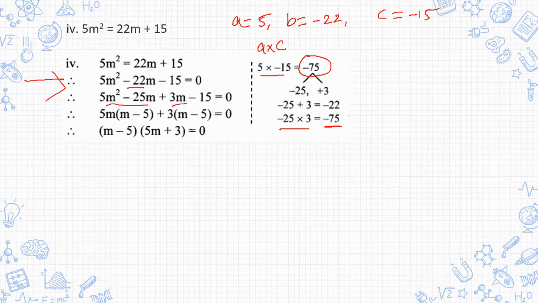Now you pair it. In the first pair, if you see, 5m is common, so I take 5m common from both the terms. So inside the bracket you will be left with m minus 5. In the second pair, if you see, 3 is common, so you will take 3 common outside, and inside the bracket you will be left with m minus 5 equal to 0. So you see m minus 5, and here also we have m minus 5. So m minus 5 will be one of the factors. And then the second factor will be 5m plus 3. So in the second bracket you write 5m plus 3 equal to 0.